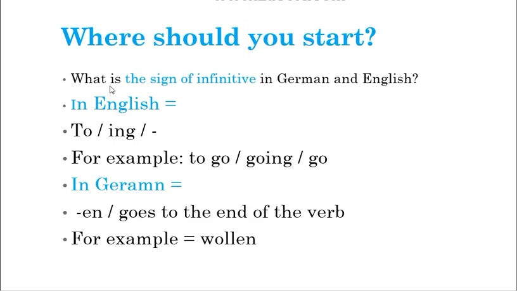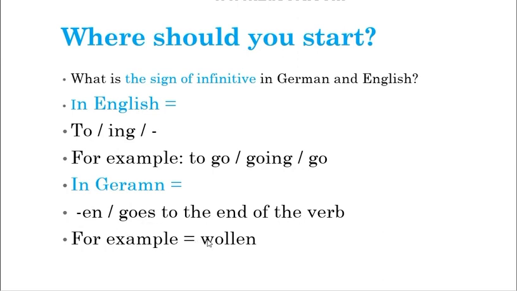Now the question is, what is the sign of infinitive in German and also in English? So in English, the sign of infinitive is to, ing, and base verb, which basically means the verb has no to and no ing. An example would be to go, going, go. Whereas in German, the sign of infinitive is en, which goes to the end of the verb.